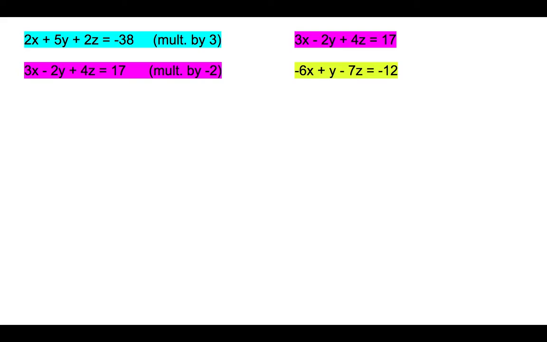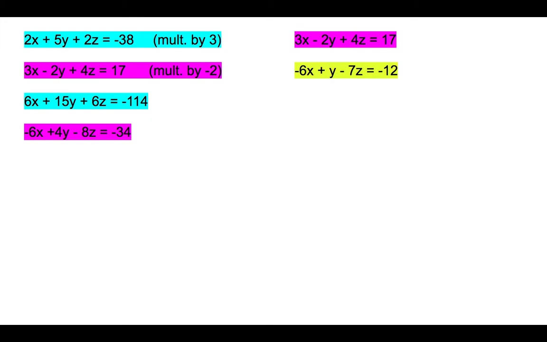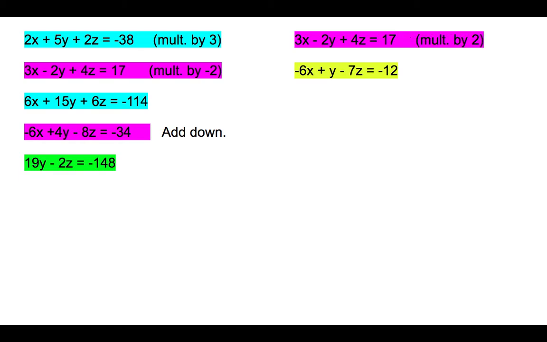So I'm going to go ahead and just do the top by 3 and the bottom by negative 2. So here are the scaled up versions of each equation, and I kept the color coding the same so you could see where they came from. If I now add down, my x variable drops out, and I'm left with something new. Now I can't do anything more with this because it has two variables. It's color-coded green. New equation. Let's see what happens next.